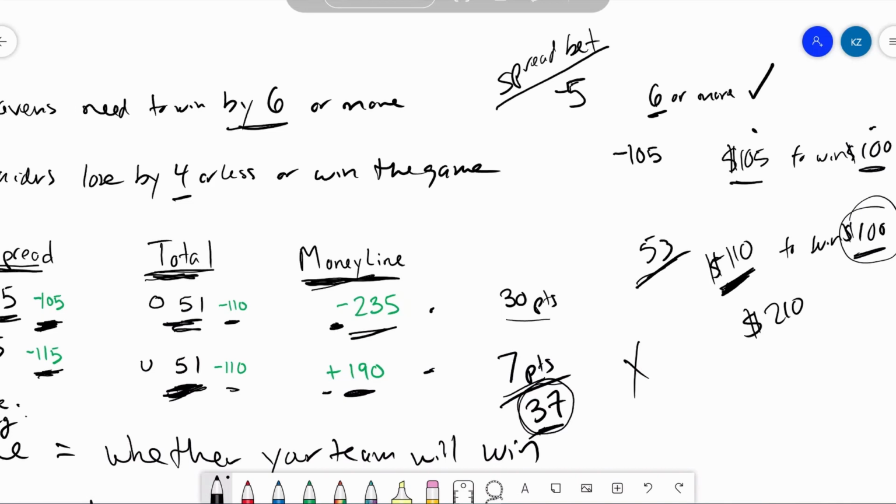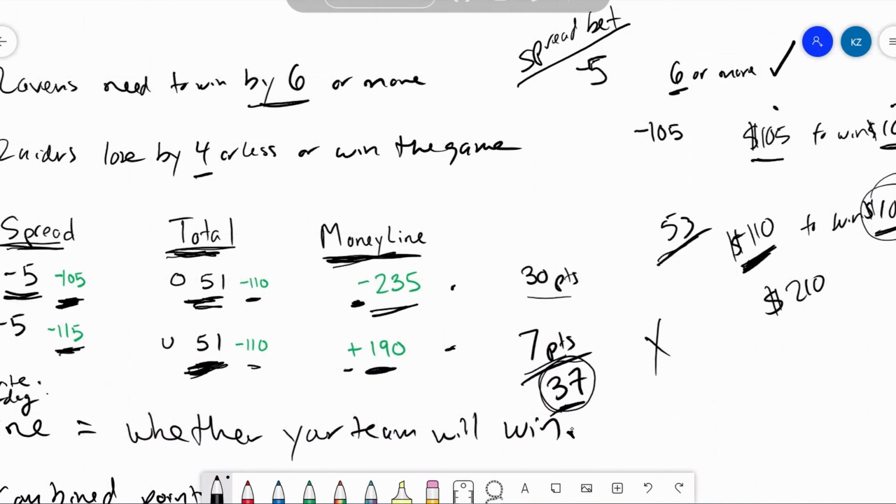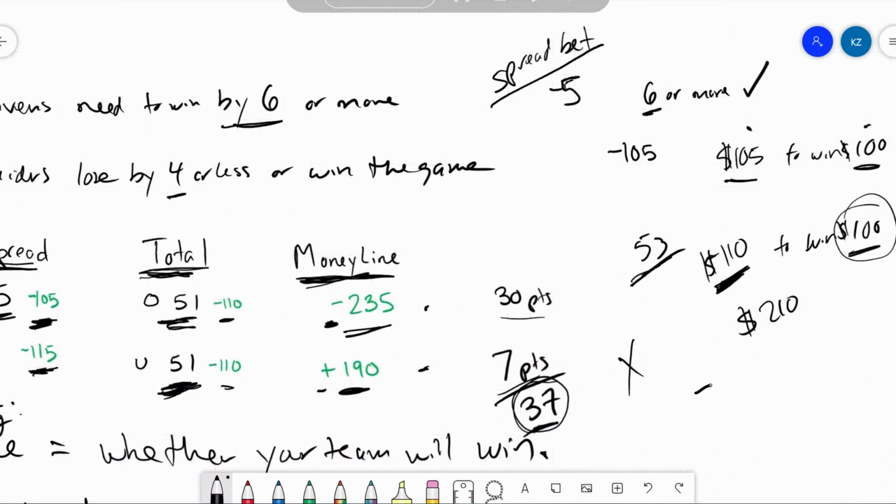So when looking at money lines, and again, the money line is simply whether your team will win. The way we would calculate that is, if they're the favorite, remember the favorite is shown by the minus sign, so here we have -235, you want to take your odds and divide it by the odds plus 100. This will give you the percent that the team is likely to win.